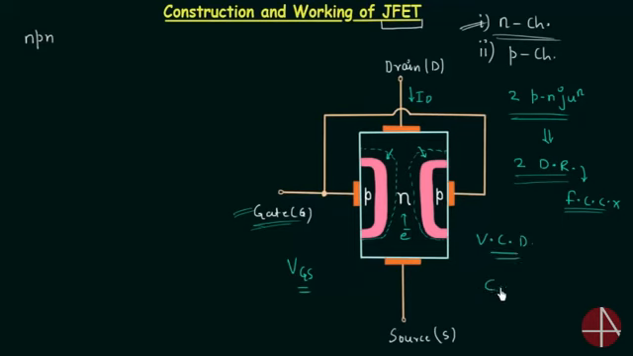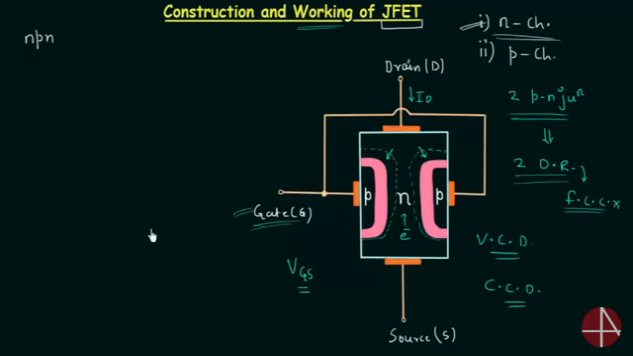BJT is a current controlled device, and if we talk about the working of BJT and the working of JFET, then the working of JFET is very easy to understand. The working of BJT is a little bit complicated as compared to the working of JFET, and from this explanation you now have some idea about the working of JFET.